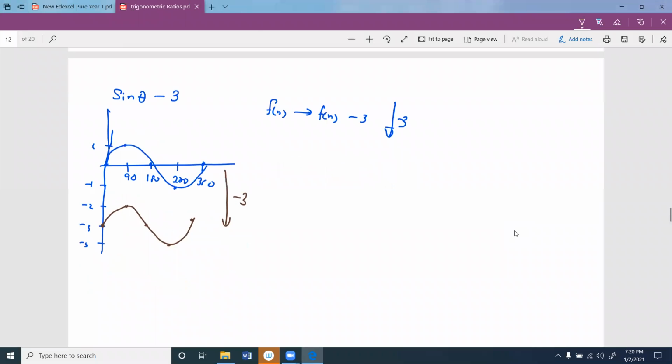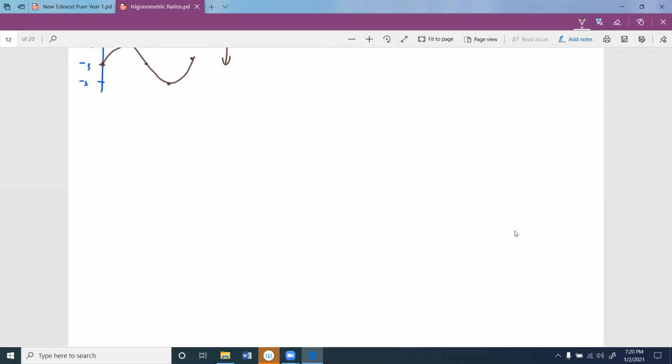Then the next transformation is just like this. They might give you the 2 sine theta graph. Initially, if you start with the sine theta graph, starting as usual, it's 0 at 0, it's turned up to 1 at 90, it's 0 at 180, it's -1 at 270, it's again 0 at 360. The graph is just like this.